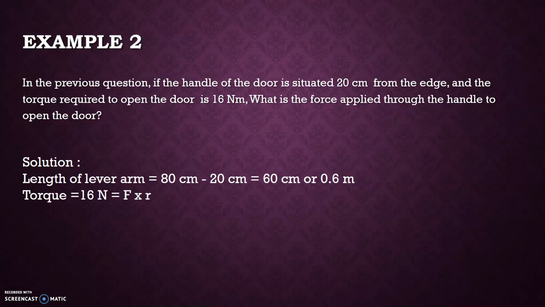Then we have a torque. It's given to us, our torque is 16 Newton meters, and we know that that's also force times the distance. So then we can plug in our equation. 16 newton meters is equal to my force, which we're looking for, times 0.6. So I rearrange it, 16 divided by 0.6, which gives me a force of 26.7 newtons worth of force to push on it.